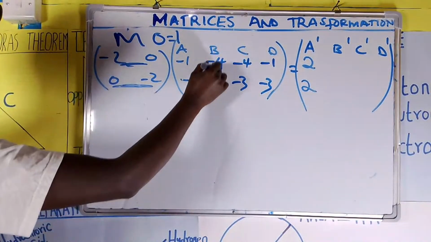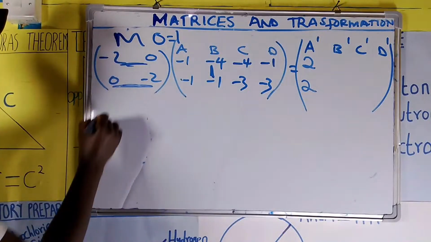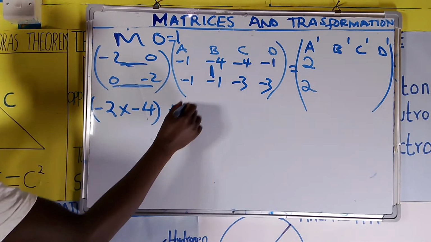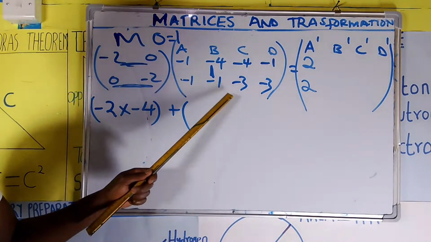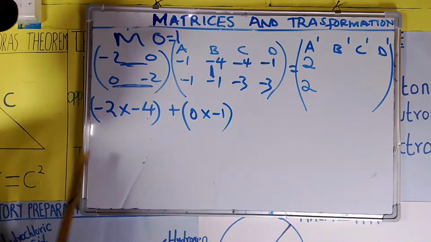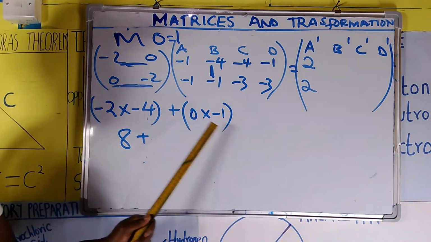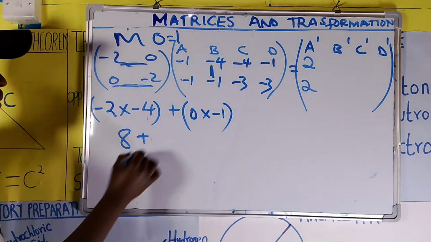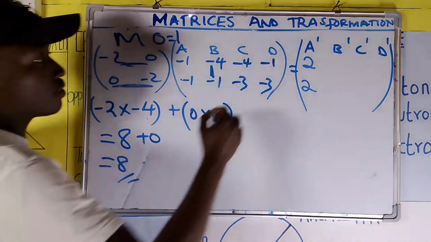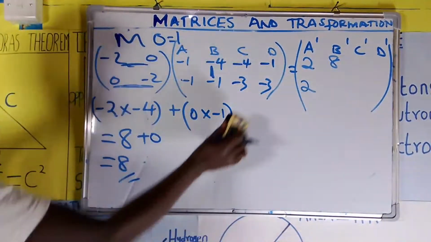This one. Tunaanza na ya juu. -2 times -4 plus 0 times -1. -2 times -4 is 8 plus 0 times -1. 0 times any number is 0. So that will give us an 8. So hiyo itakuwa 8. Tuende ya chini.